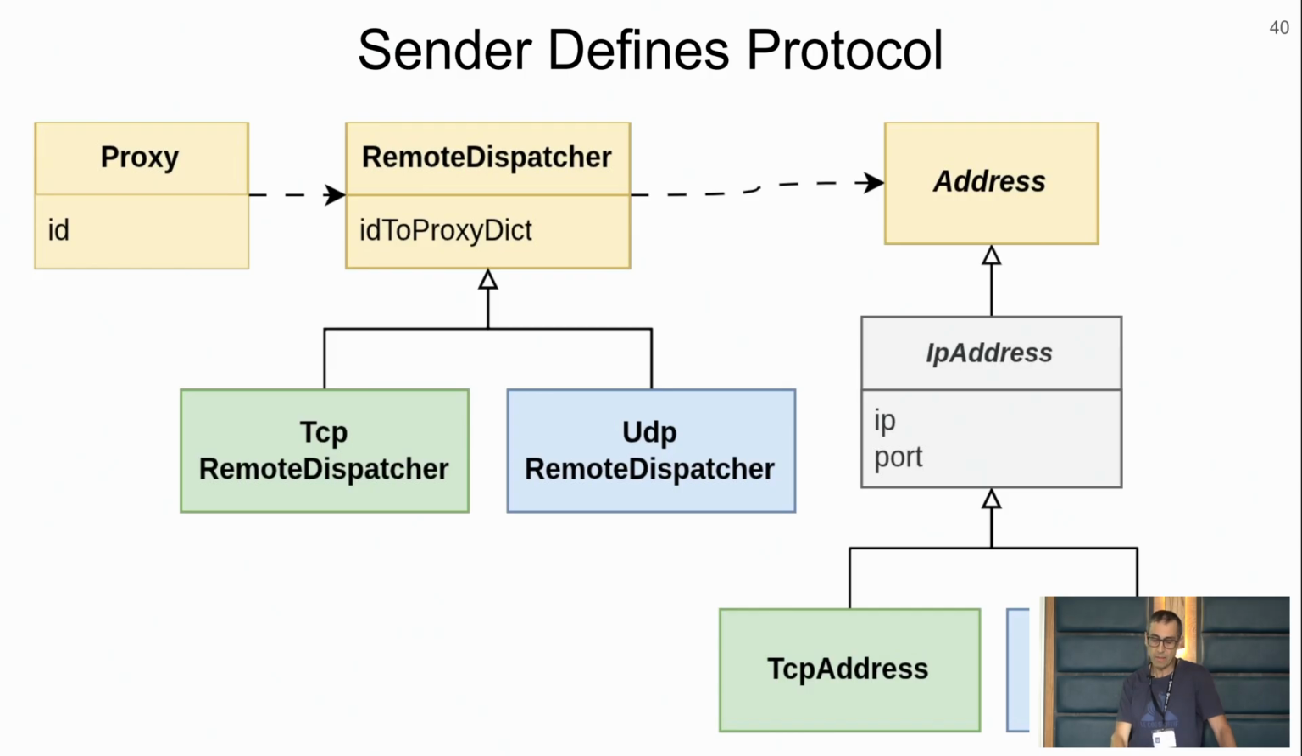And why we constructed it the other way around: when I want to talk to a remote object I don't know about, all I know is its ID and its address. And from there, I reconstruct the remote dispatcher if it's not available. If it's already available, I use it.